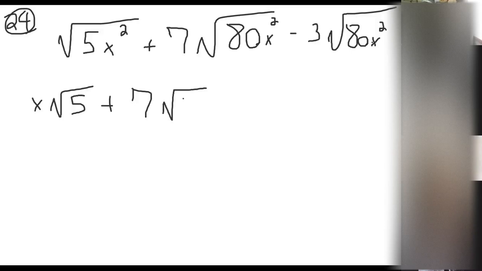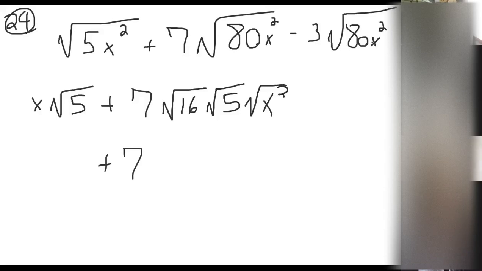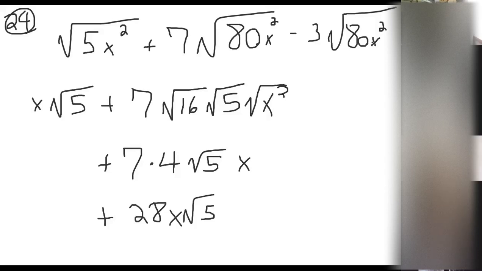Okay, so this is going to be the square root of 16 times the square root of 5 times the square root of x squared. Okay, now I'm going to complete this term. I have 7. Square root of 16 is 4. Square root of 5, I can't pull it from the radical. 5 just stays down there. And then the square root of x squared, like I said earlier, is just x. So this term in the middle is, let's see, 7 times 4. What's 7 times 4? 28.